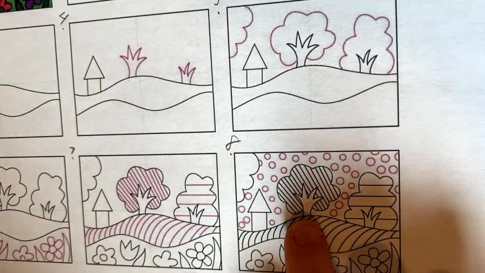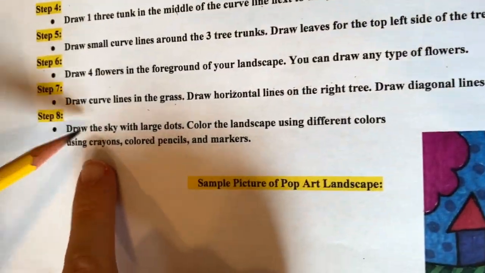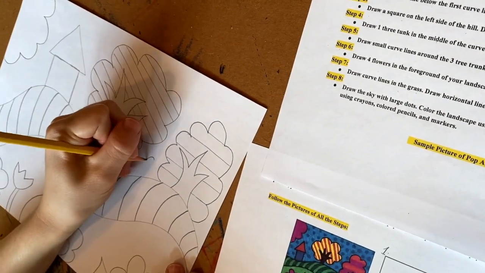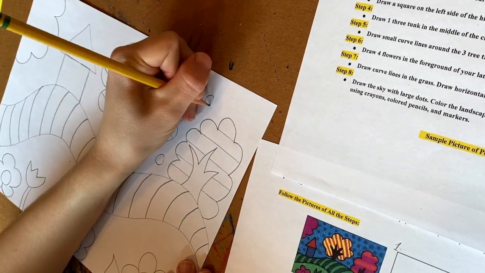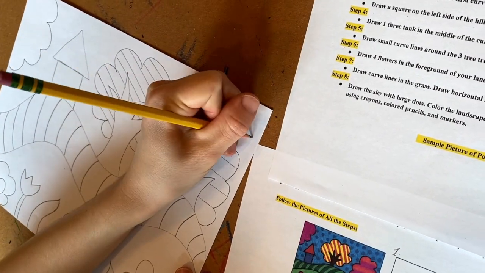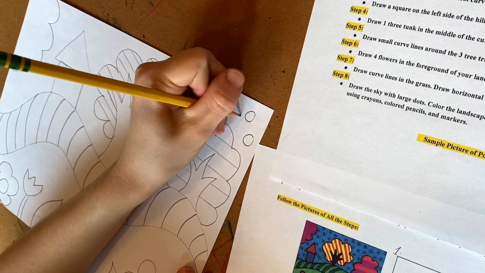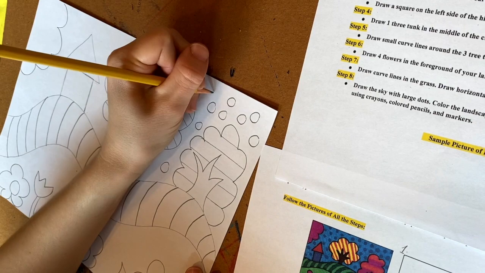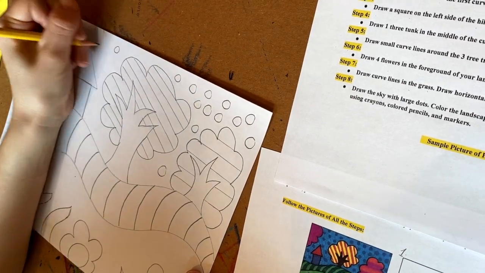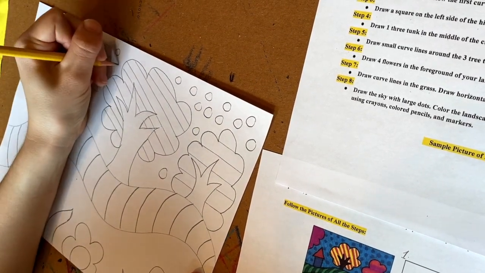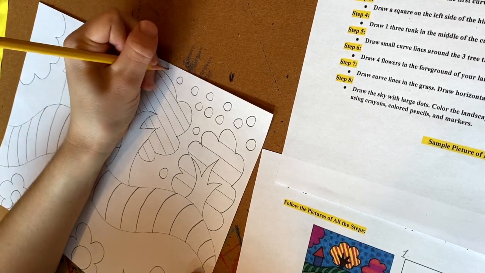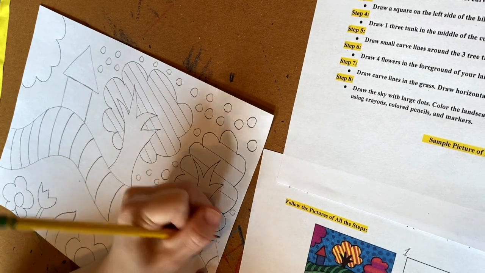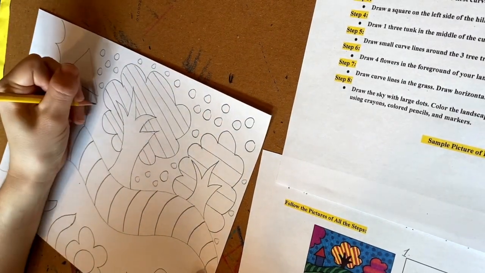Step number 8 is to draw the sky with large dots. So, circles. And you're going to go all over the sky, and the sky is the background. And pop art has a lot of shapes as well. And pop art is non-realistic. So you don't see circles in the sky, but in pop art you do.